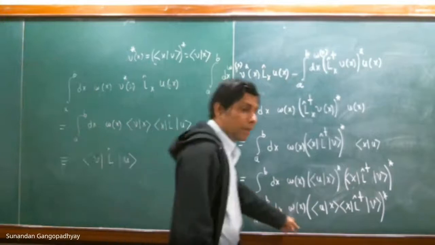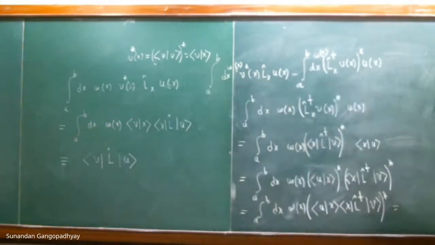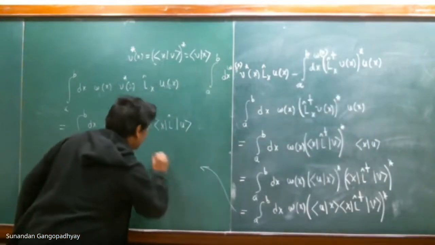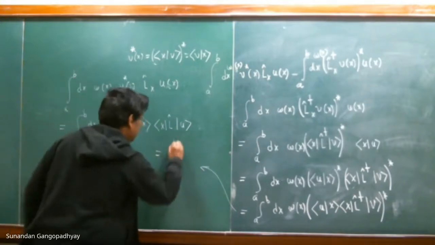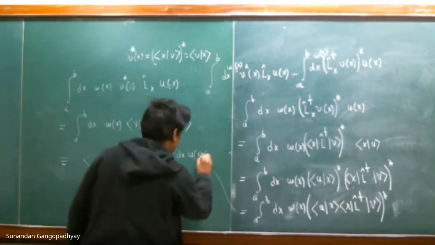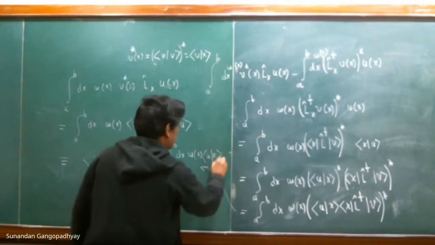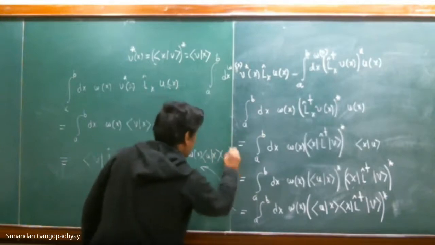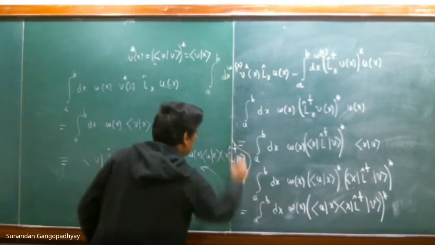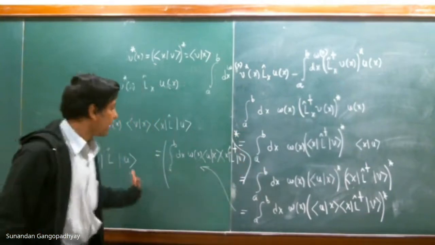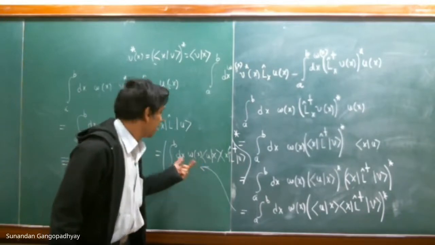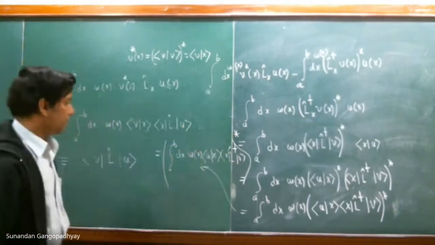I told you that w(x) is a real function. Therefore, I can write this as the integral from a to b of dx w(x), this full thing u(x), this will have dagger v, this full thing, and then the full thing's complex conjugate. You take the complex conjugate outside the integral, because w(x) is unaffected by the complex conjugate, since it is a real function, and now you just take the complex conjugate of this thing.